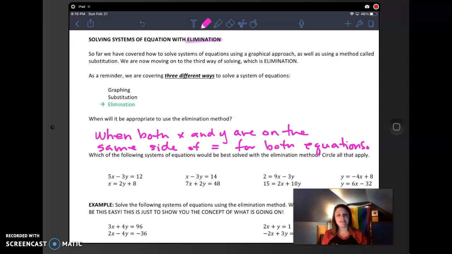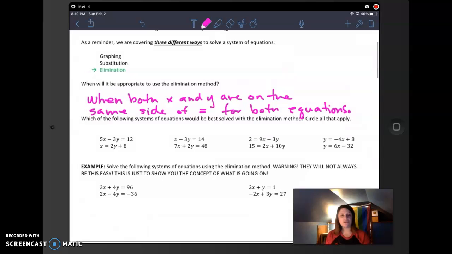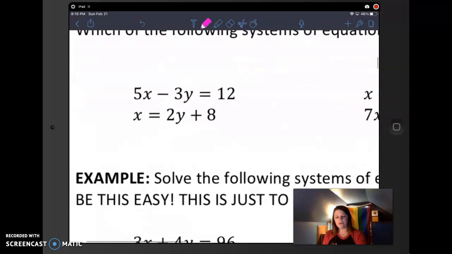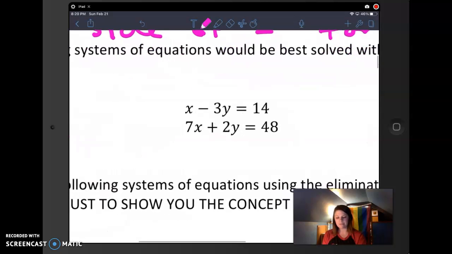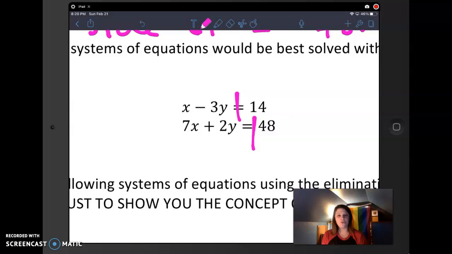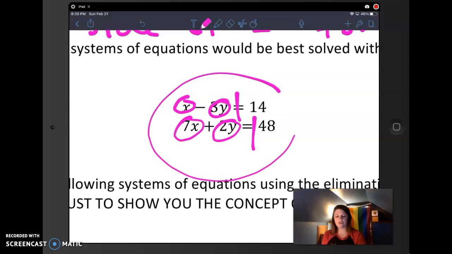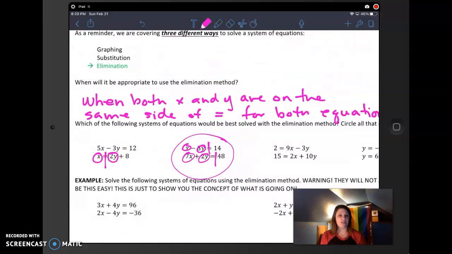So let's take a look at these examples, and we're going to circle any of them that we could use elimination for potentially. In this first equation, I can see that on this equal sign, the x and the y are on opposite sides. Also, the x is all alone, so that one would be best solved using substitution, which was last unit. Here, you can see that for both equations, the x and the y are on the same side of the equal sign. So this one, we would be using elimination as the best method for it.